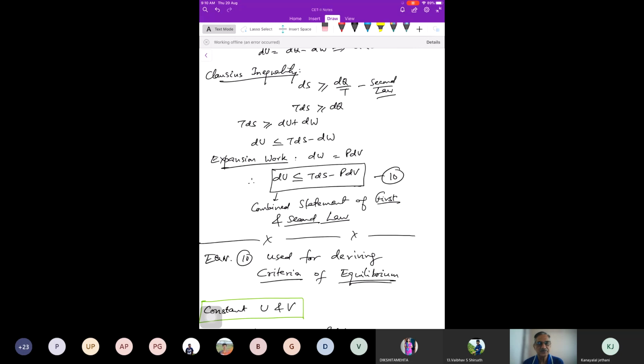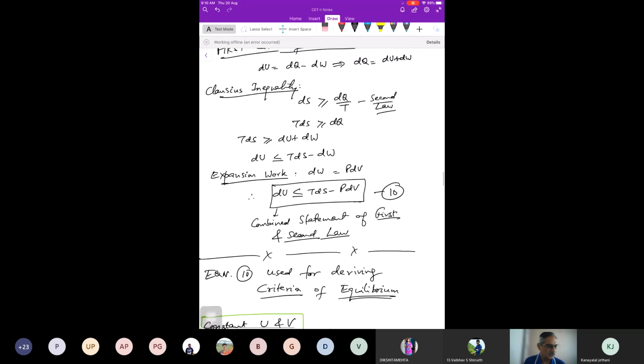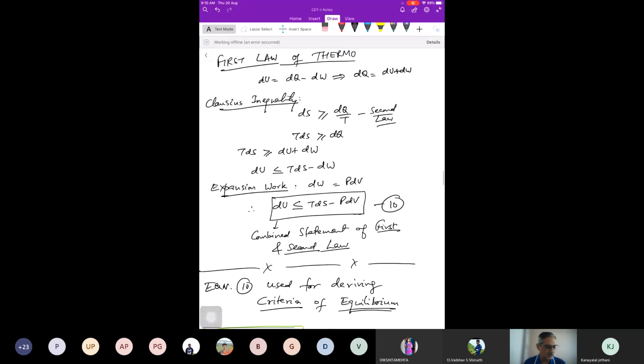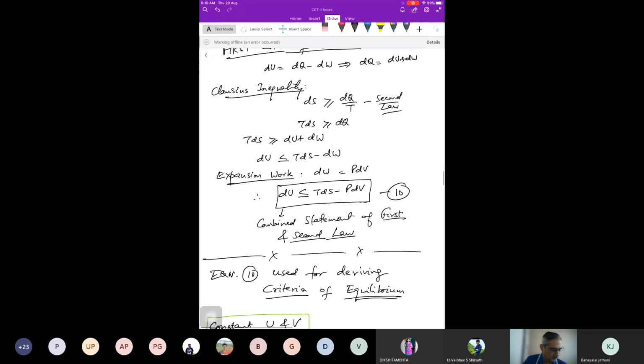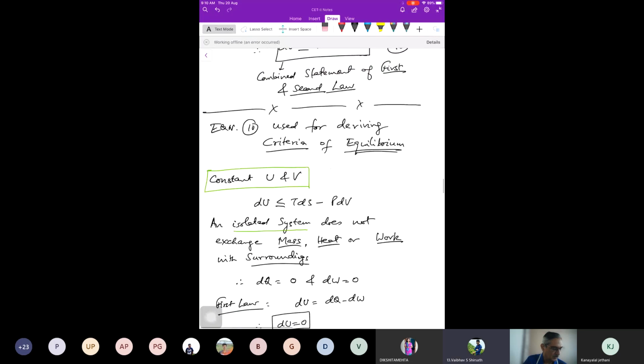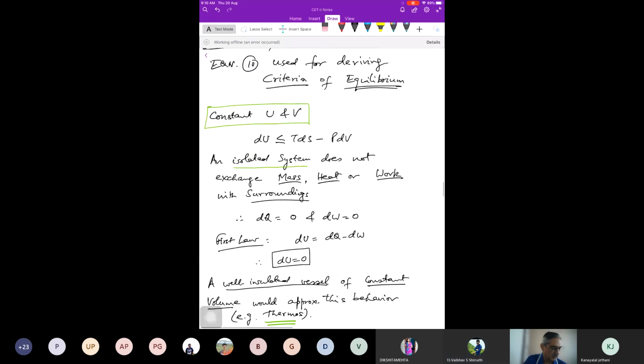Any doubt on this? Any questions on this? Because you're going to use this as a basis for deriving criteria of equilibrium. No, sir. Okay. So can I move forward? Yes, sir. Okay. So equation 10 is used for deriving criteria of equilibrium.